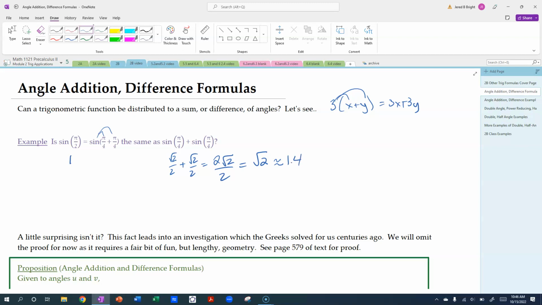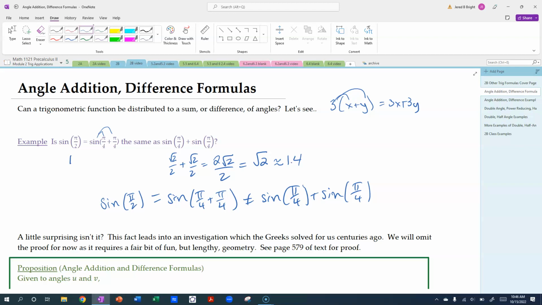So are these the same? No. So in general, sine of pi over 2 is equal to sine of pi over 4 plus pi over 4, but it is not equal to sine of pi over 4 plus sine of pi over 4. So trig functions cannot be distributed across addition or subtraction.